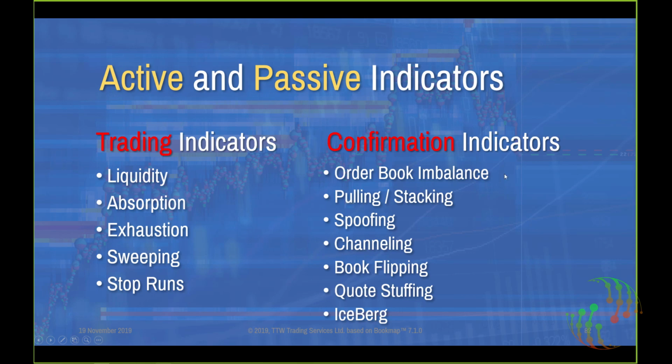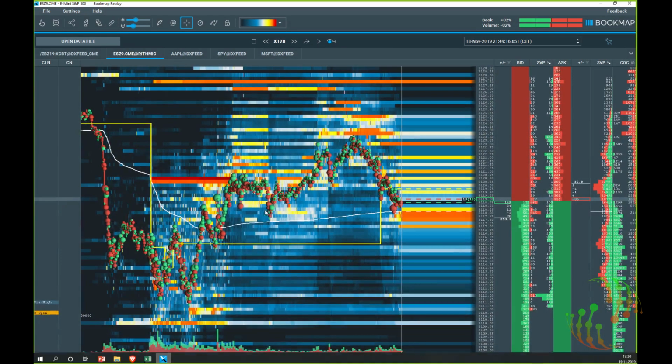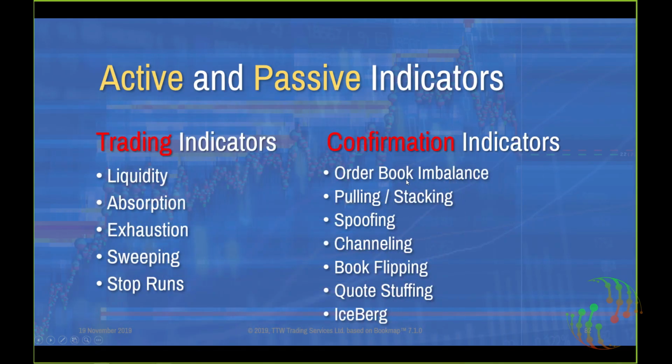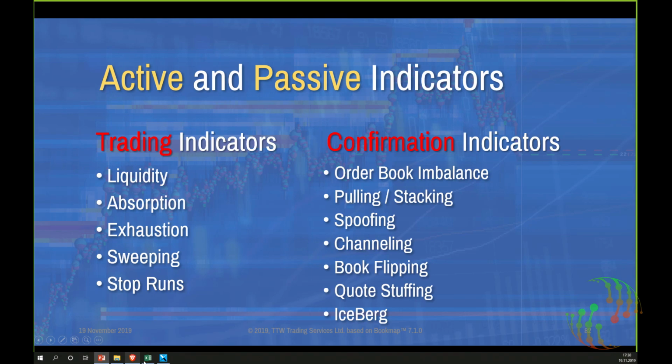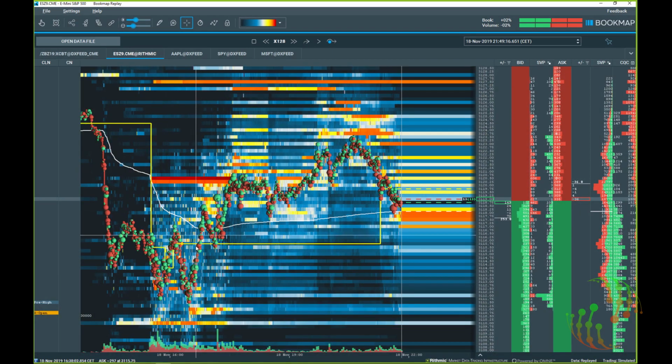These are confirmation indicators in my view, because they are supporting the moves. So when I'm in a trade like this one, I would like to see spoofing to the upside. I would like to see pulling and stacking in the order book. I would like to see that I'm not trading icebergs here because I don't like them. I would like to see book flipping as well. So when I'm long, I would like to see the support from this side, and so on and so on.